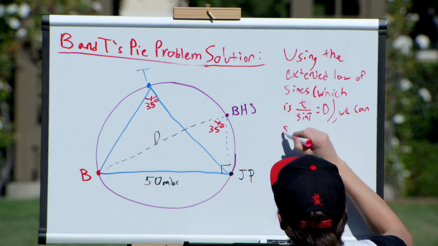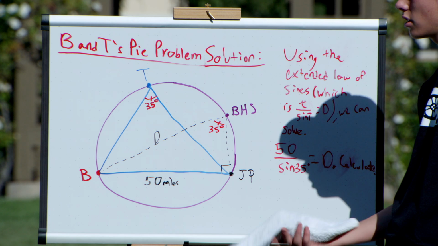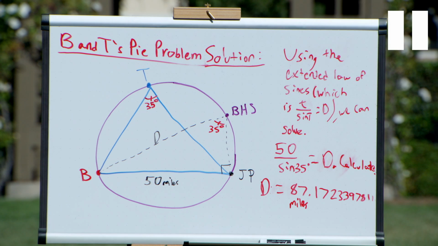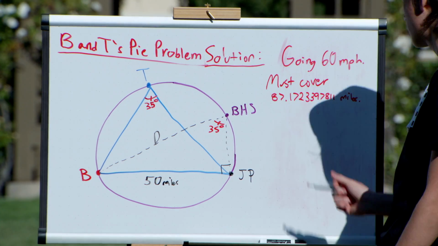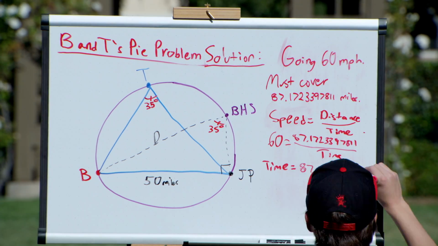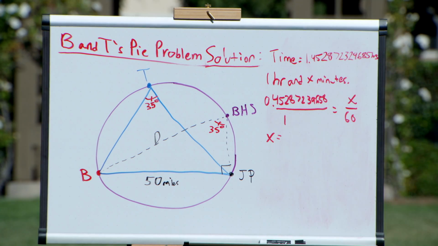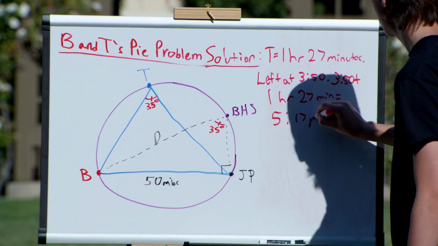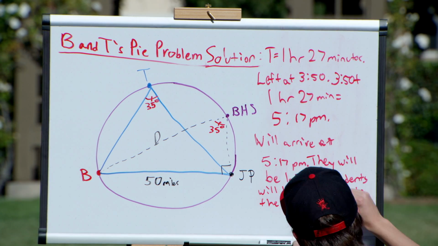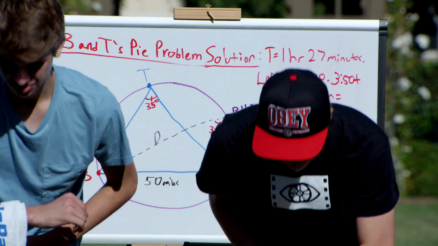Luckily, we have the extended law of sines, which tells us that t over sine of theta is equal to 2 times the radius, which is the diameter, D. We then solve for the distance of D in miles. We now use the speed of 60 miles per hour and the distance we just got to calculate the time it takes to get to BHS. We then do some simple conversions to find how many hours and minutes it will take, and then we add that to the time at which they left to find that they will arrive at 5:17 p.m. This implies that they will be late, but of course no students will have broken into the Pocky stash.